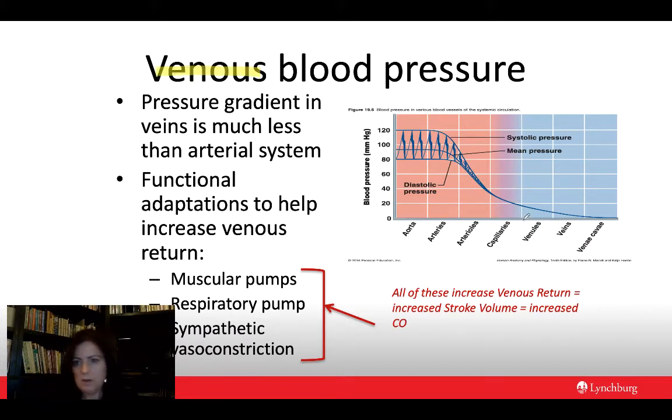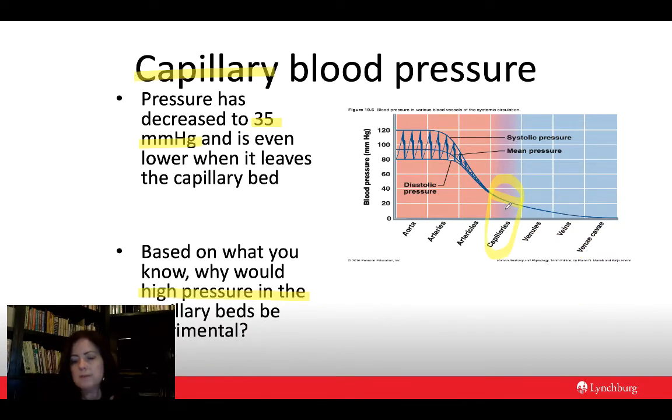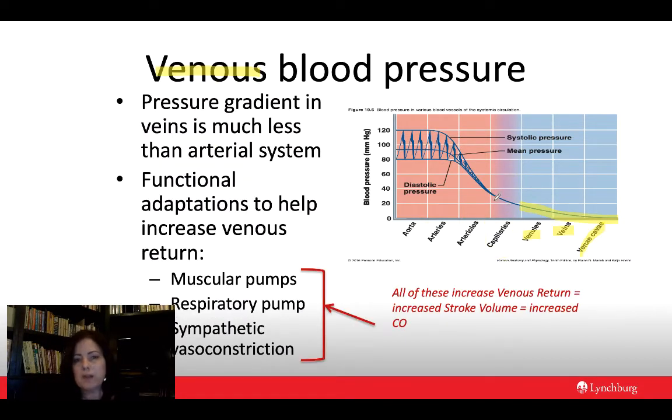If we continue through the rest of the circulatory pathway, we're now on the venous side of things. Venules come out of capillary beds, combining to form veins, and then ultimately the superior and inferior vena cava. If we pick up our graph in this area, what are we seeing here? Our pressure gradient is much less. So our change in pressure from one point to the next is going to be much less.